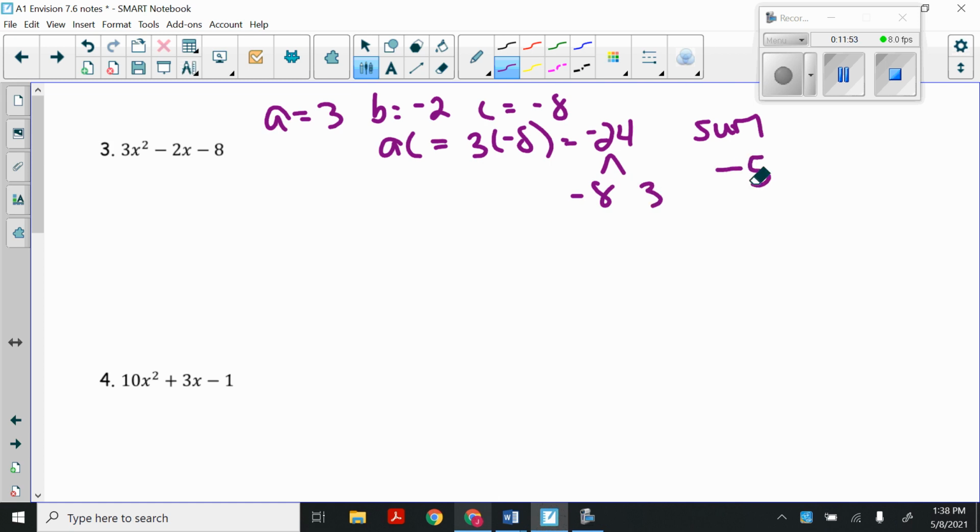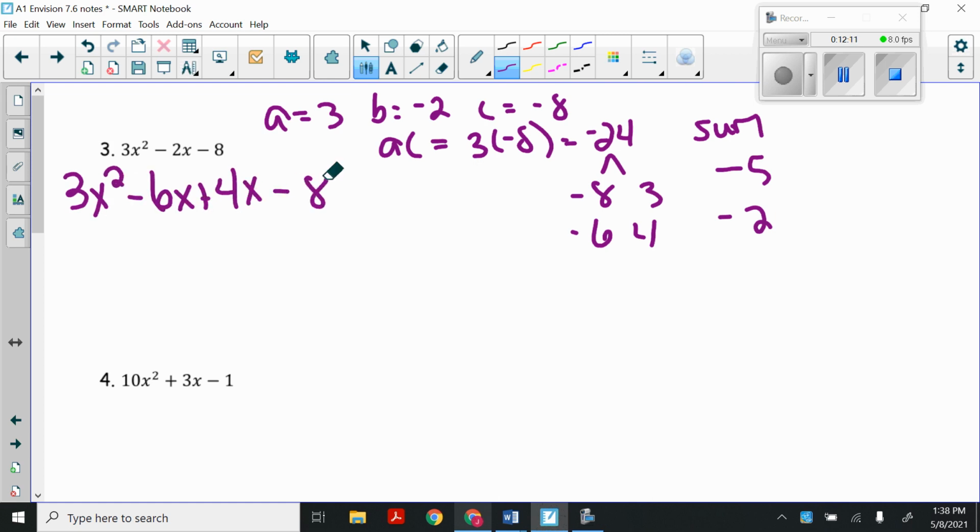That gives me a negative 5. That's not what I'm looking for. I know 6 times 4 gets me 24, so negative 6 and a positive 4 gets me a negative 2, which is exactly what I'm looking for. So I'm going to rewrite this. The negative 6 is smaller, so 3x squared minus 6x plus 4x minus 8.